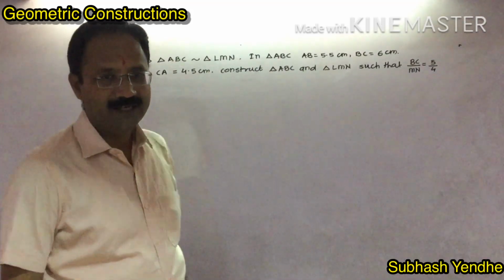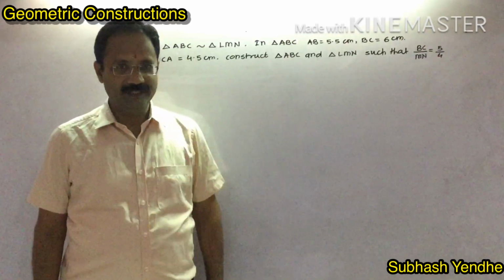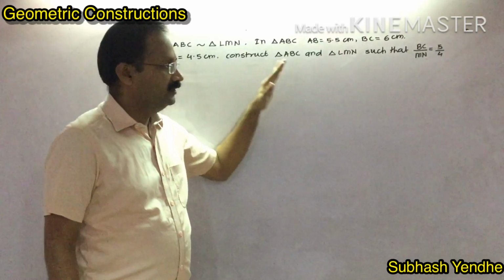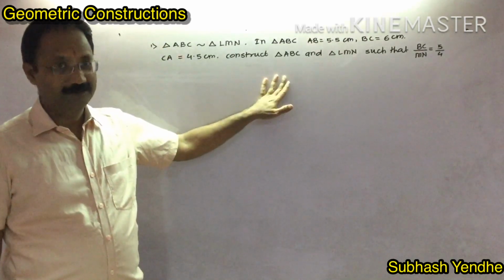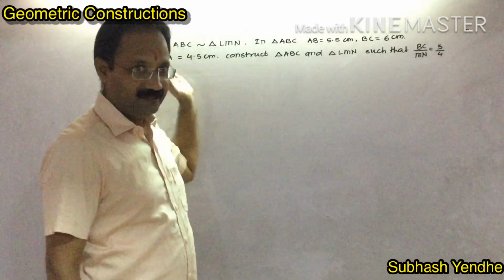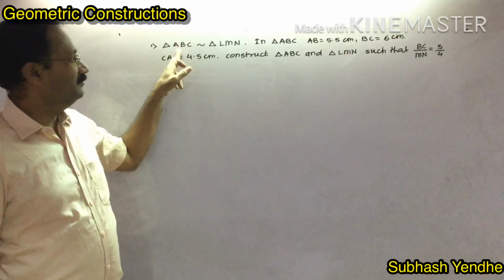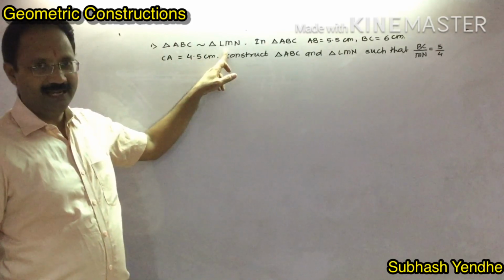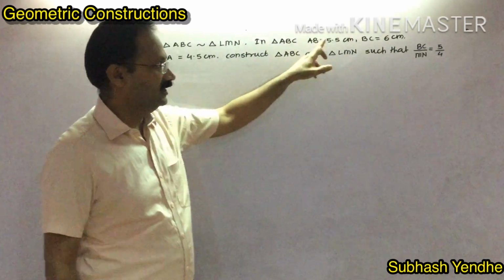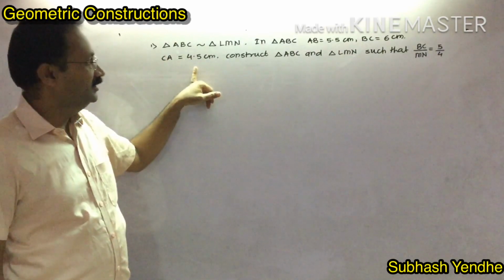Hello students, let's start the fourth chapter of geometry, that is geometric construction 4.1, which is related to the similarity. Now here is one sum, and let's see. Triangle ABC is similar to triangle LMN. In triangle ABC, AB is given 5.5, BC is given 6, CA is given 4.5.